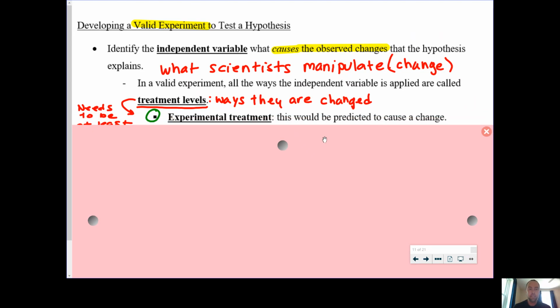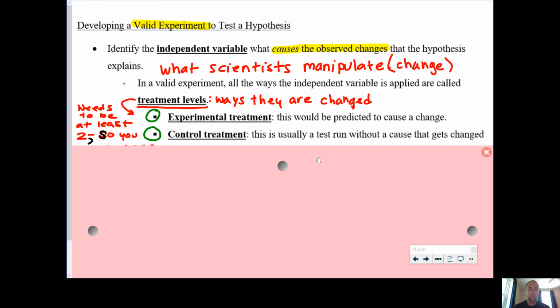In some cases, you can have experimental treatments, and in some cases, you might have a controlled treatment. In the case of temperature, if you're testing temperature as your treatment level, you don't necessarily have a control temperature. You just have a whole bunch of different temperatures and you're comparing each one to the other. And if you wanted to run a control treatment, maybe what you would do is have something that's not going to be affected whatsoever.